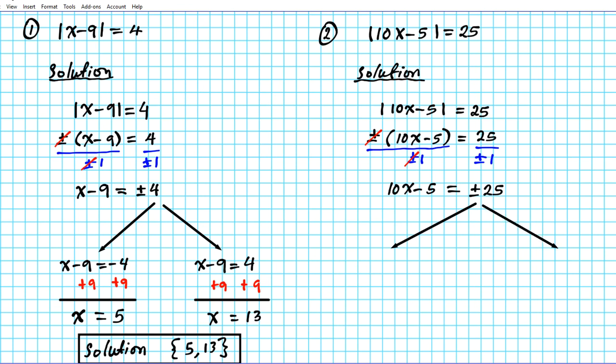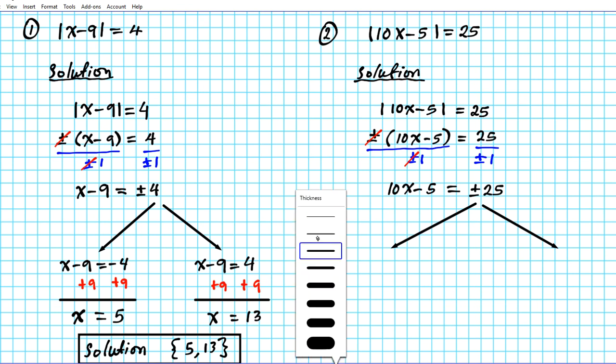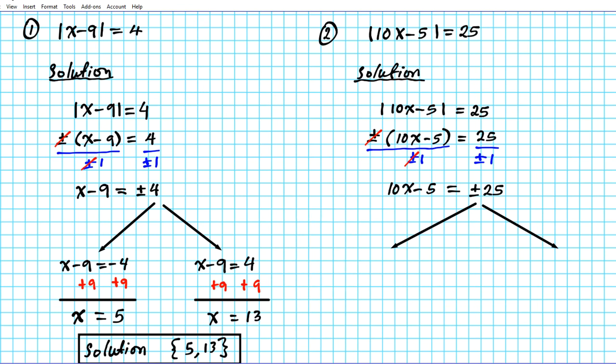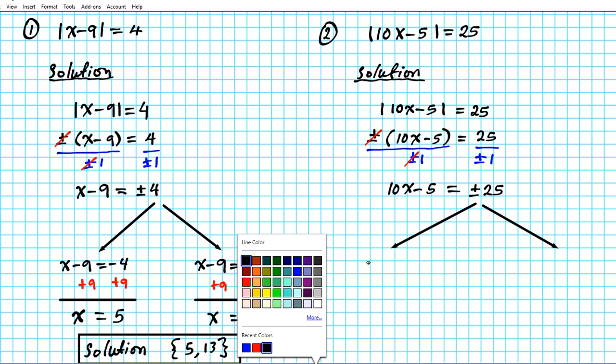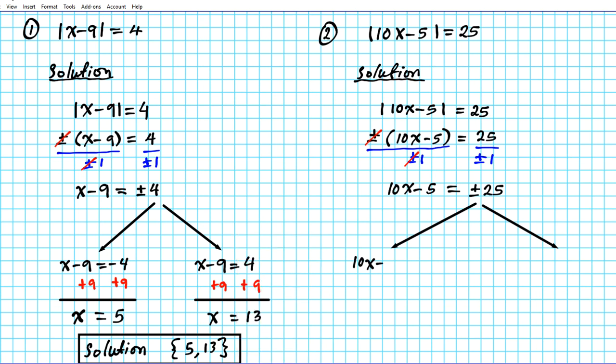Alright, let's start with the negative part. So with the negative part, what do we have? Well, in the negative part, we have 10x minus 5 equals negative 25. So you just take the negative part of this answer here. And then for the positive part, we have 10x minus 5 equals positive 25. So we have to solve these two equations.